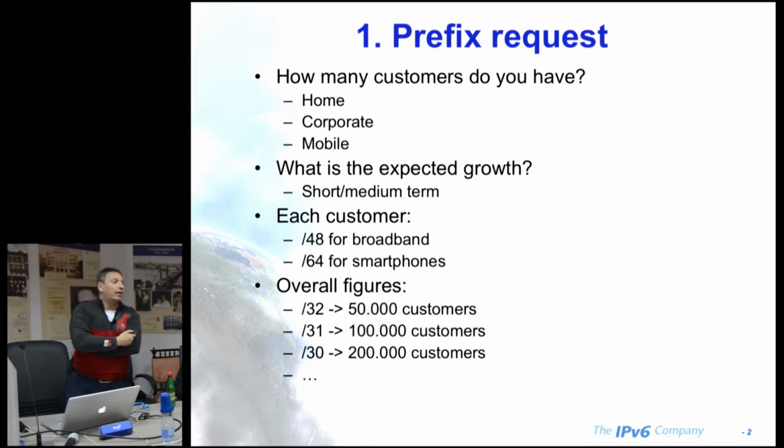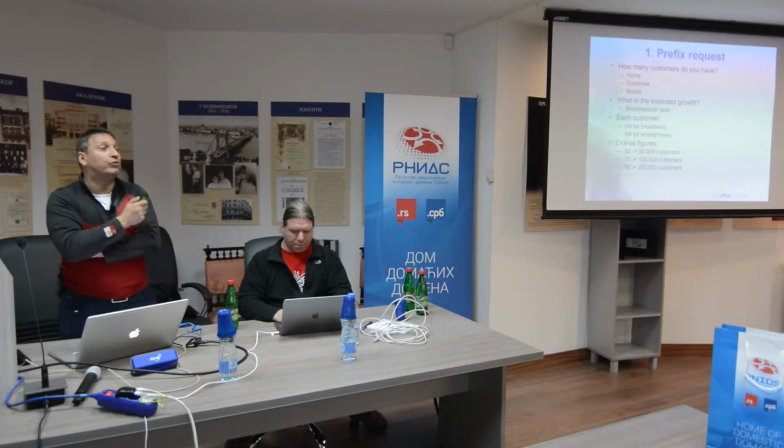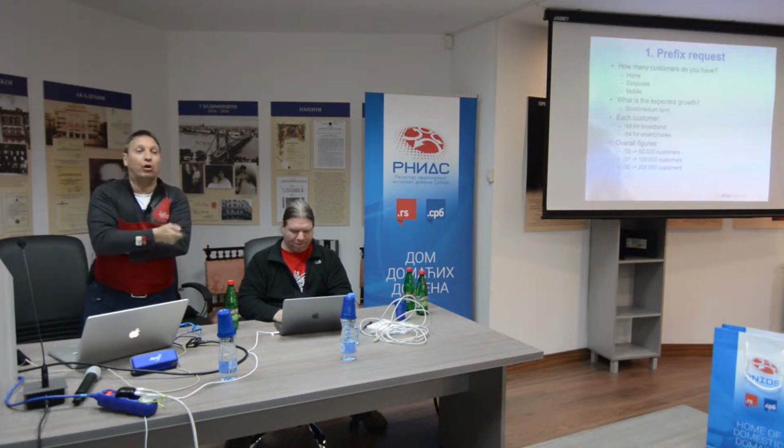And overall, I have done this picture for all of my customers, and it actually works very well. If you have up to 50,000 customers, you need a /32. But if you have 100,000 customers, you need a /31, and so on. So it's very simple. With this guide, you don't actually need to do the addressing plan from the beginning, but you can have a very rough idea with this figure, okay? And this is assuming that you give /64 to cellulars and /48 to all the others, okay?